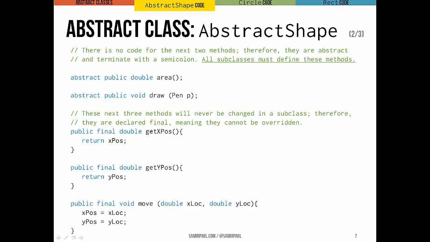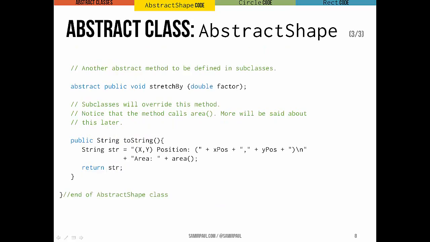The next few methods, getX, getY, and move, those aren't actually going to change in any subclass, and we don't want them to. So we declare these as final. And declaring them as final means that none of the subclasses of abstract shape can override those methods. They're stuck with this particular implementation. Okay, we're still in abstract shape.